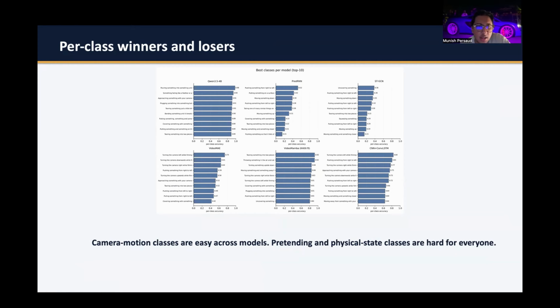Overall, we see that the camera motion classes are easy across all models, but the pretending and the physical state classes are hard for everybody. Again, Qwen got pouring something at almost full accuracy, right? But it really failed at tearing something into two pieces, and then there are subclasses within that also. Overall, it was a cool experience to have, but it really struggled with the still temporal causal actions that just happen naturally in our world that world models should be getting pushed to understand.